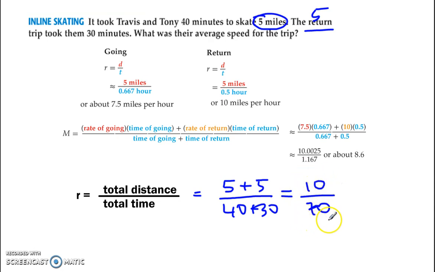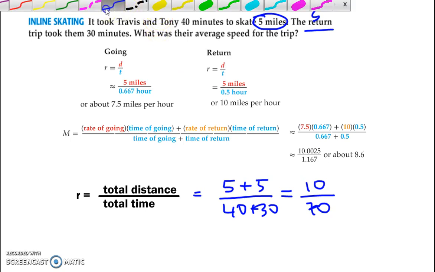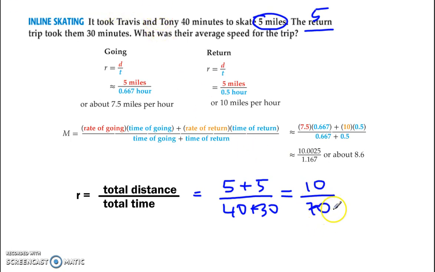And this is the rate in minutes. Now we could divide the 70 by 60 to get hours. So that's 10 divided by 70 divided by 60, which would give me 1.16 approximately, or 1.67. Divide that and you get approximately 8.6.